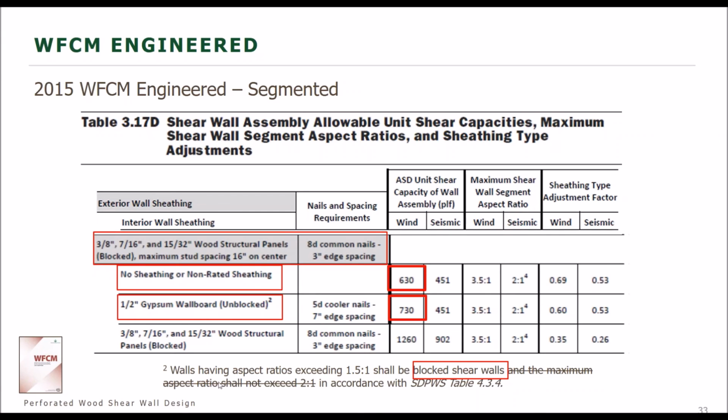Your gypsum is allowed to be unblocked in certain situations. So if you look at footnote 2, if your aspect ratio of your wall is less than 1.5 to 1, your gypsum wallboard can be unblocked. However, if your aspect ratio exceeds that, you do need to block the gypsum as well.